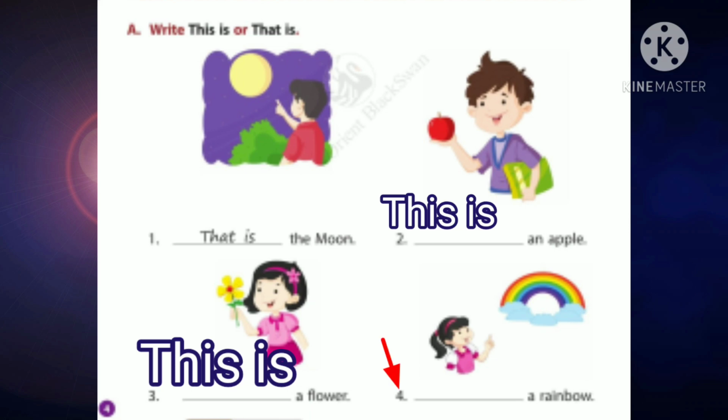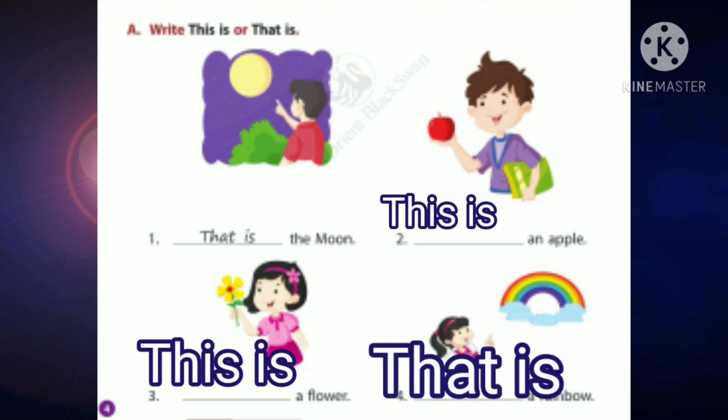Fourth question. Dash a rainbow. The girl is showing the rainbow and it is far away from the girl. Where do you see this rainbow? Yeah, in the sky. The sky is far away from us. So what do we write? This is or that is? The correct answer, that is. T-H-A-T, that. I-S is. That is a rainbow.